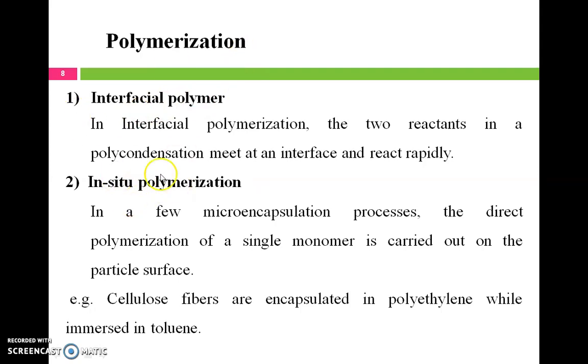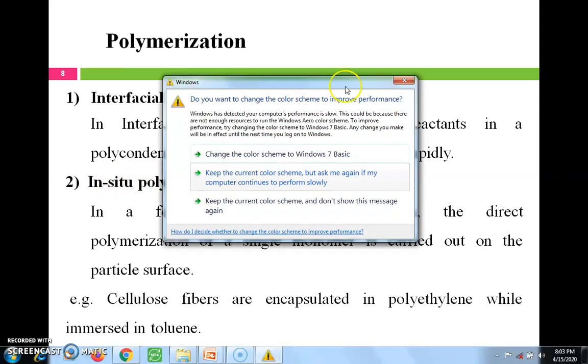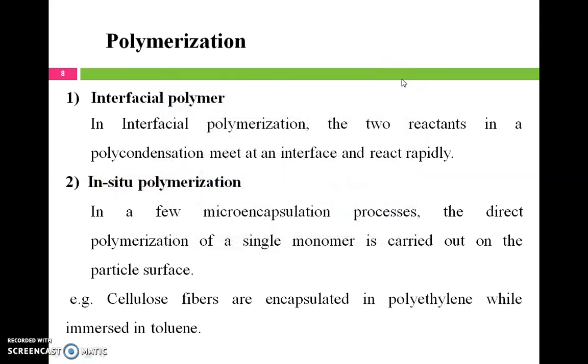Second is in situ polymerization. In a few microencapsulation processes, the direct polymerization of a single monomer is carried out on the particle surface. For example, cellulose fibers are encapsulated in polyethylene while immersed in toluene. Means cellulose fibers when dispersed in toluene, if we add ethylene monomers and the process of polymerization is started, then the cellulose fiber gets coated with the polyethylene, means ethylene monomers get converted into polymer, that is polyethylene.